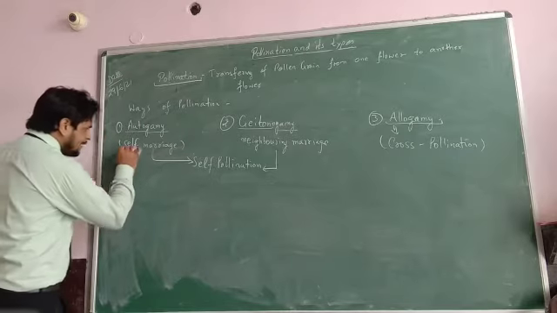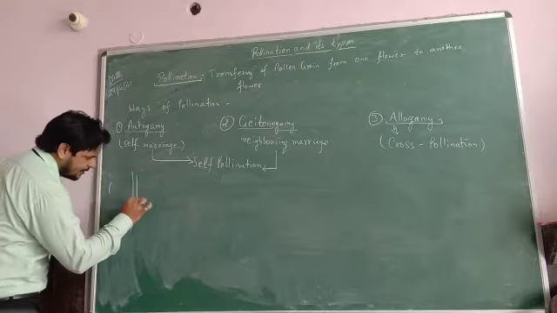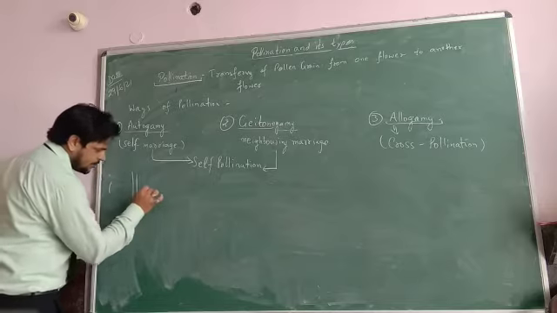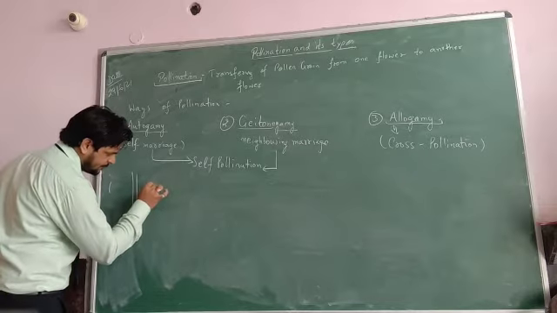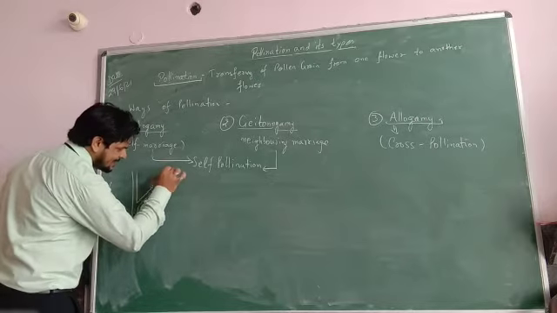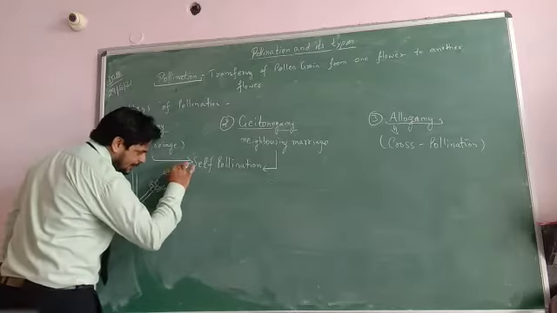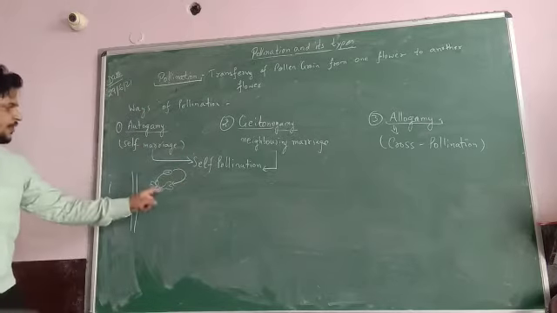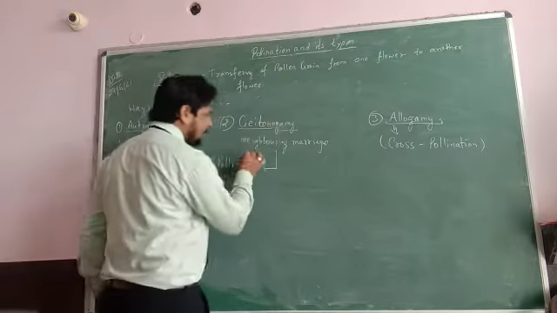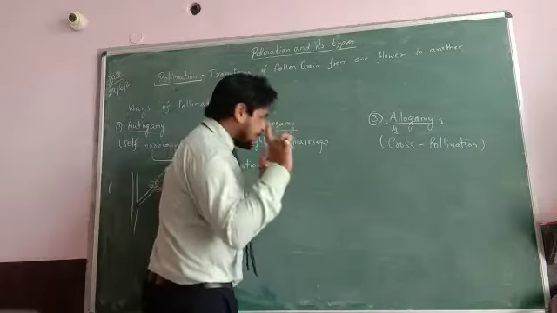In autogamy there is self marriage. It means there is a transfer of pollen grains from anther to stigma within the same flower. Suppose this is a flower having the male reproductive part; the pollen grain is going to transfer within the same flower. That's why it is known as autogamy. What is zygnogamy? Zygnogamy means neighboring flower. It means the pollination occurs between two different flowers.